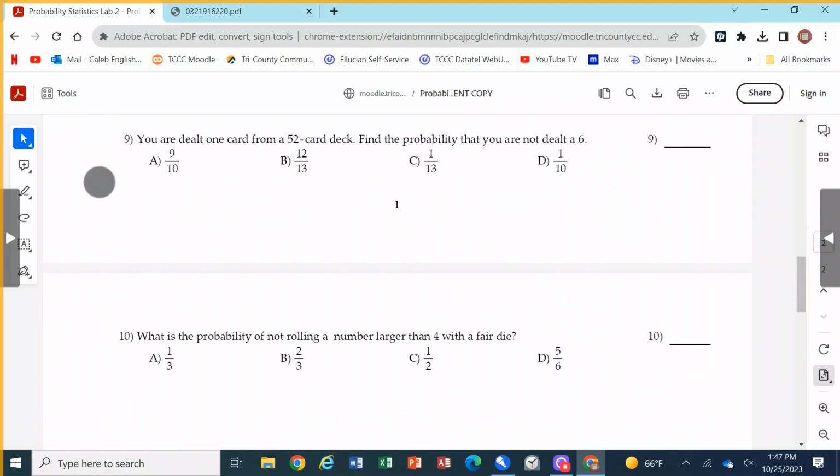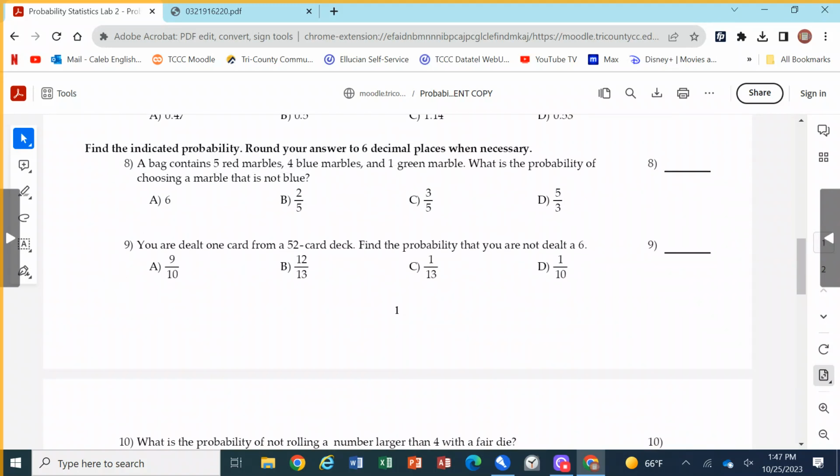8, 9, and 10. Events not occurring. All right? A bag contains 5 red, 4 blue, and 1 green marble. What's the probability that the marble you choose is not blue? Okay, again, what's the key part of events not occurring? You've got to find the probability first.